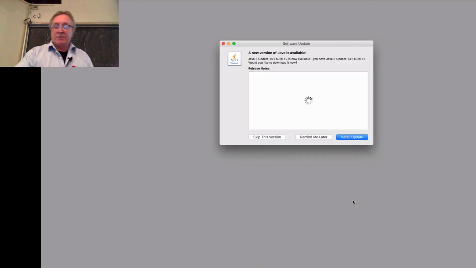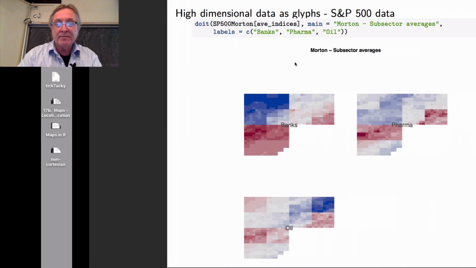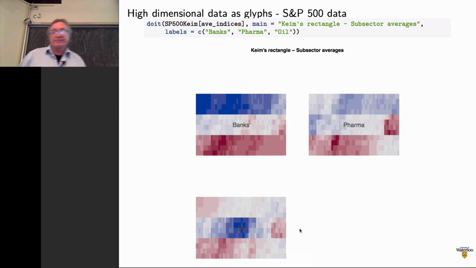Similarly, whoops. What a stupid thing, Java. The Morton layout, also seeing this, and so you can see that, you know, this big red block when it's below average, banks have got this huge chunk that's below average. The pharma, not so much. Oil, not so much. Where this gets interesting is with the Kime plots, because now we can see 2007 going across 2008.